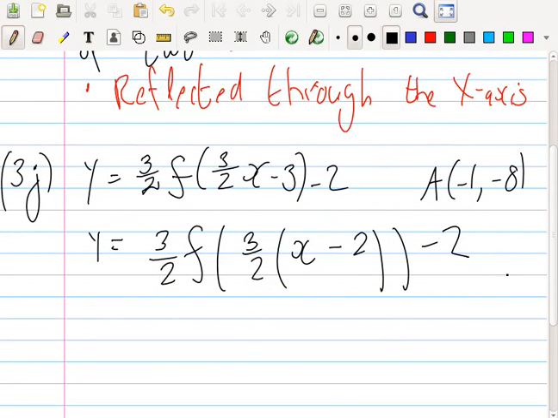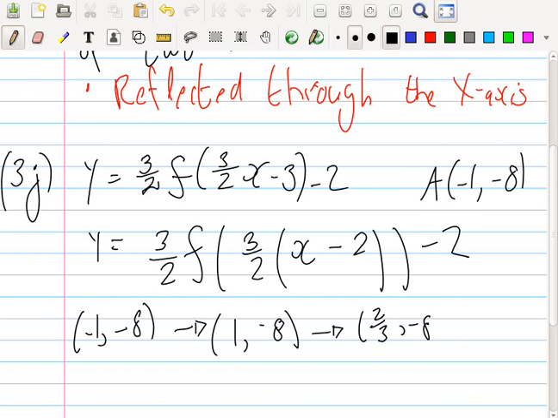Now, which one do we start at? It's the minus 2, isn't it? So your A goes from -1, -8, and then you move it to the right 2 units. So what's that now? 1 and minus 8, isn't it? And then you compress it along the x-axis 1.5 units. So you divide by 1.5. So that would be 2 over 3, minus 8.